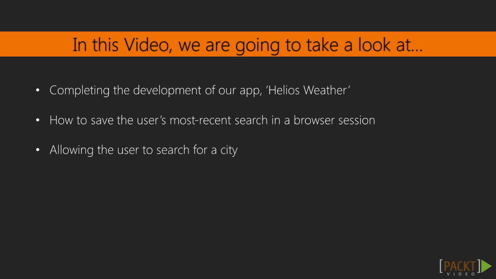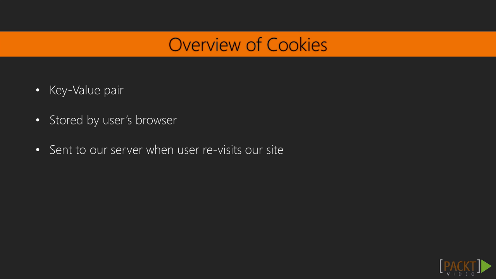In this video, we'll take a look at how to save the user's most recent search in a browser session or cookie, and display weather data for that city. A cookie is simply a key-value pair stored in the user's browser for a specified period of time. If the user visits our site again within the time frame, using the same browser, the cookie will automatically be sent to our server, so that we can remember specific information about the user.